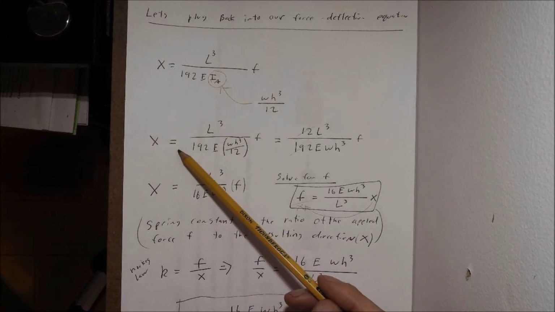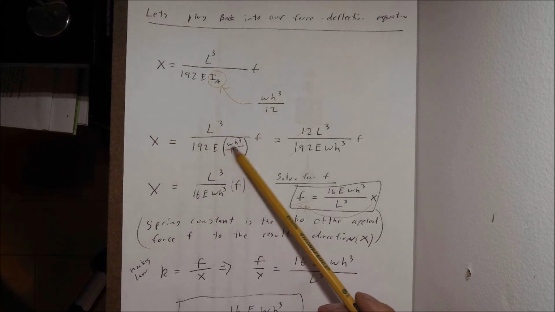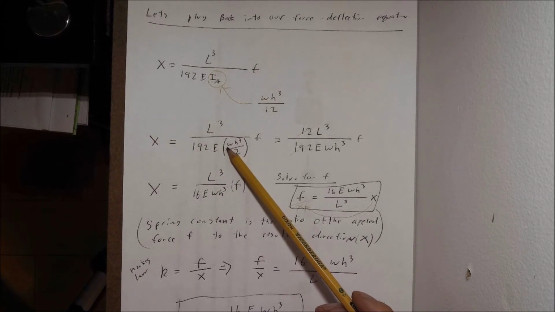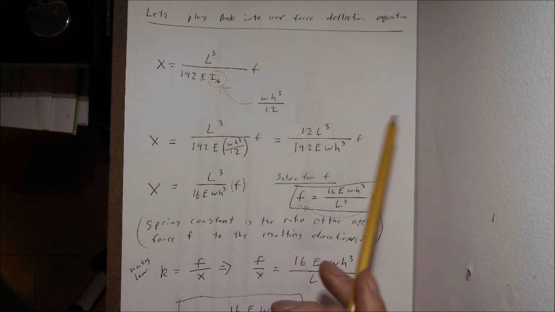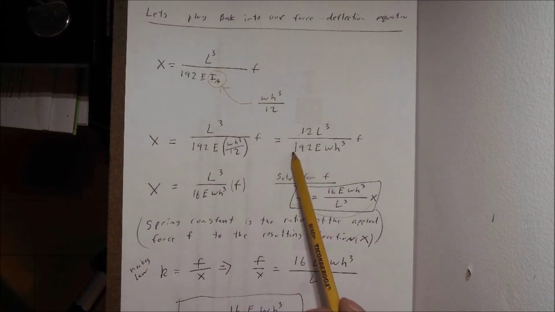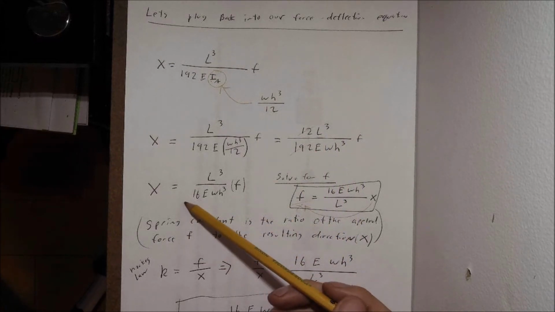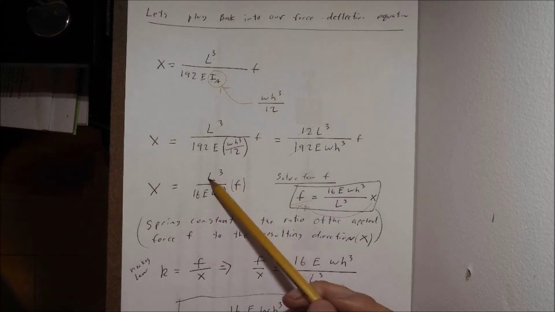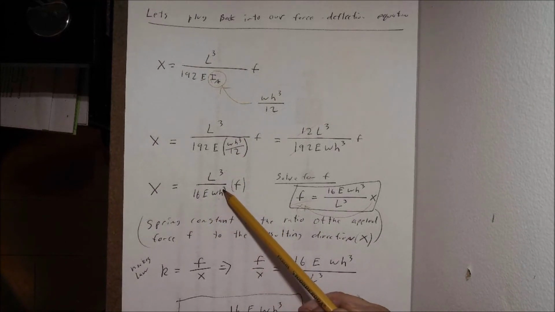So I can plug that back into this general equation here, rearrange, and what I end up with now is my X is equal to L cubed divided by 192 E times this new relationship here for I, W H cubed over 12, times F. I can rearrange this, simplify this down, put my 12 up top. My 12 up top is going to cancel with part of this 192 on the bottom. Reduce and simplify. I find out that X is equal to L cubed over 16 times E W times H cubed times my F here.